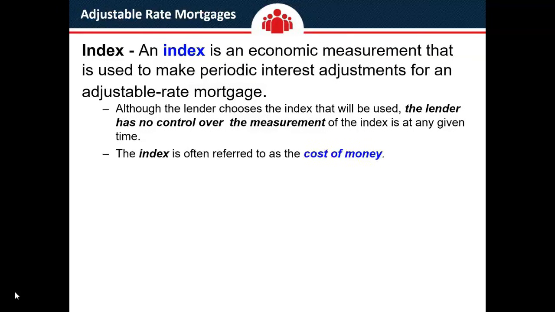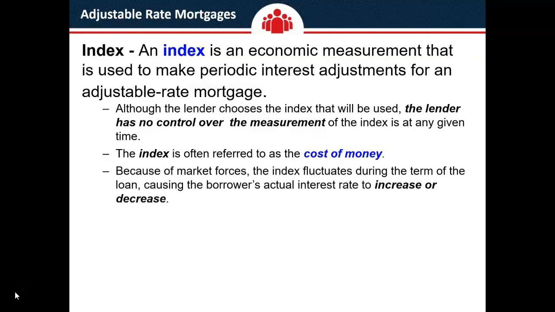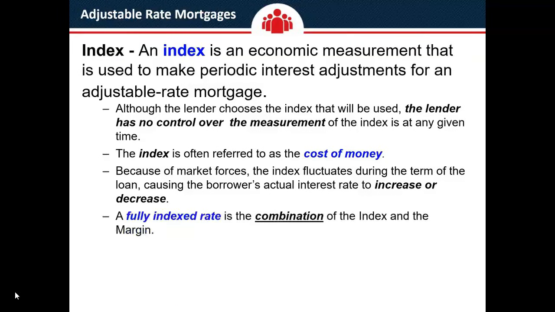The index is often referred to as the cost of money. That's a term that's used to describe the index. How much does the money cost? And because of market forces, the index fluctuates during the term of the loan, causing the borrower's interest rate to either increase or decrease. That's the whole reason why it's called an adjustable rate mortgage. It adjusts. But you need to know what is the basis that it adjusts on. It adjusts based on the index.